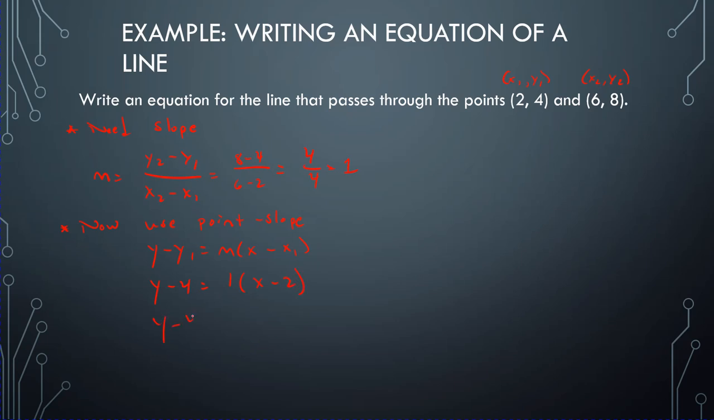Well, this is y minus 4. The 1 just distributes to be x minus 2. And then your last step, you're going to add 4 to each side. And you get y is equal to x plus 2. And that's it right there. So just to recap here, if not given the slope, all right, you're going to use 2 points to find it.